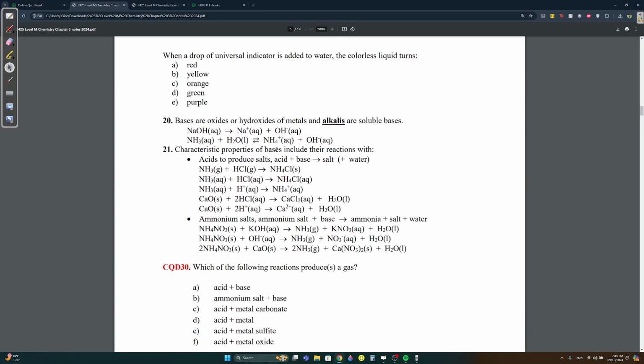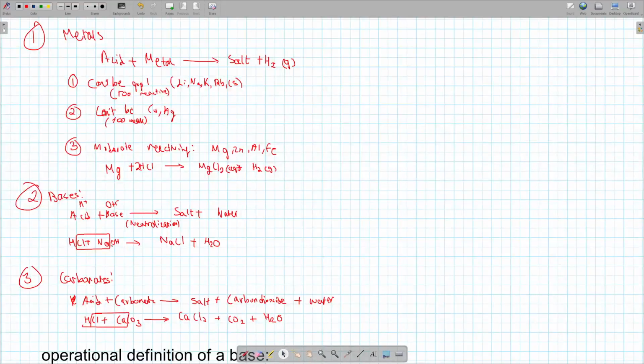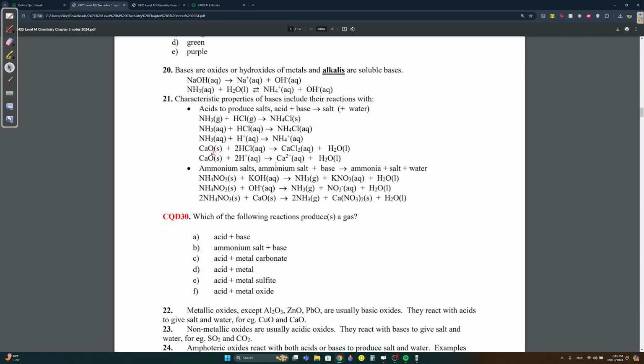We now need to know the reactions of our bases. We have two reactions. I'm not going to write them; they're in the notes. They react with acids to produce salts, like we said here. Acid plus base is a neutralization reaction. Okay, base plus acid, same thing. These are just straightforward examples. And then also, ammonium salts react with bases to produce ammonia plus salt plus water.